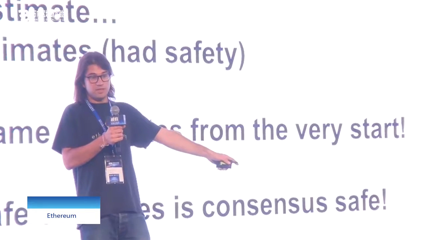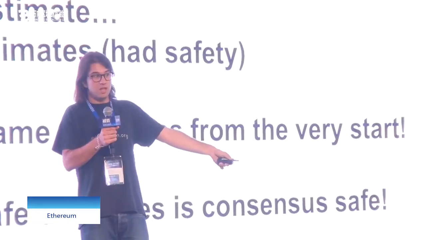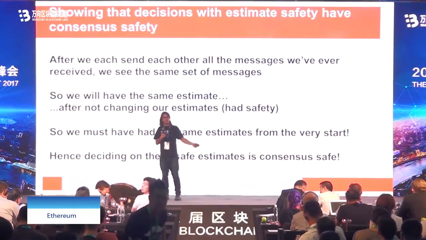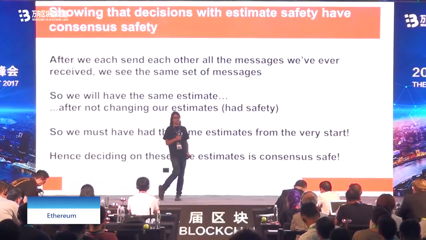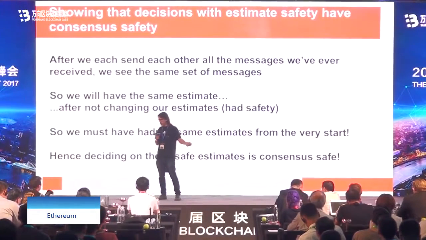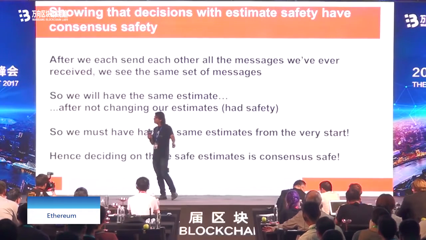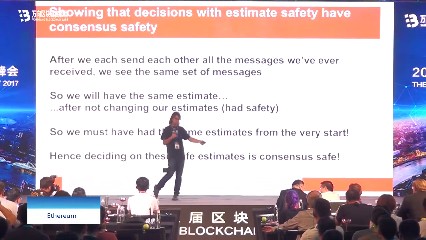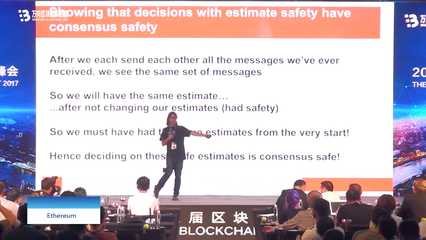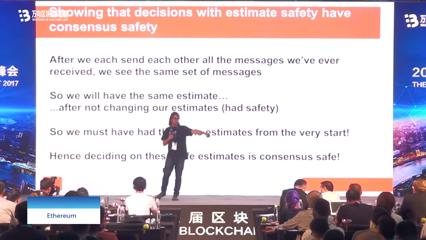But having seen the same set of messages, we should each have the same estimates. And so we each have the same estimates, but we each didn't change our estimates, meaning that initially we must have had the same ones. So the fact that our estimates were initially safe, combined with our ability to send messages to each other, and the fact that we would choose the same estimates if we were to see the same thing, means that we had the same estimate at the beginning. And this completes our proof.